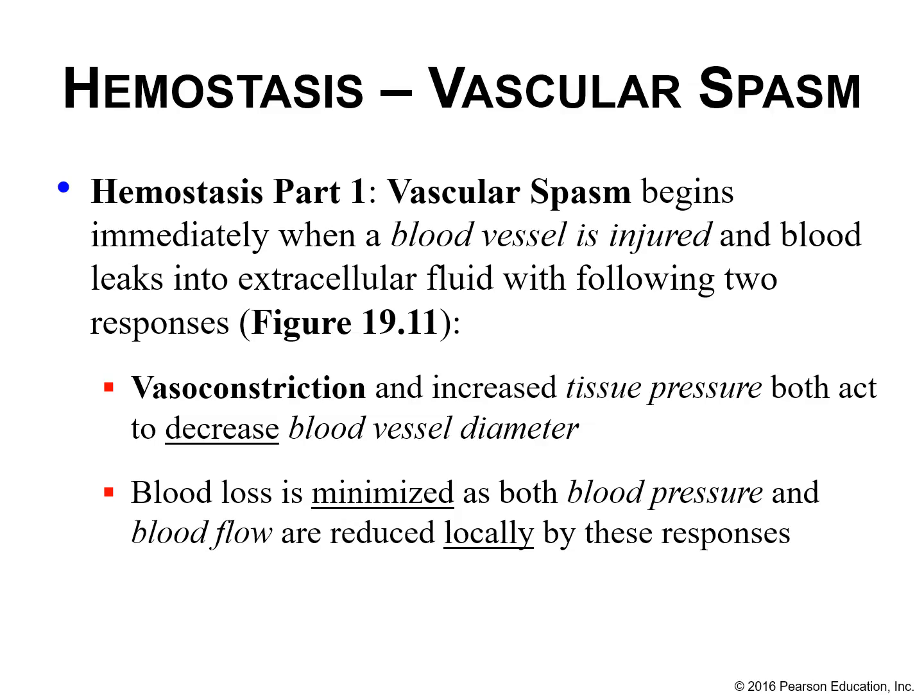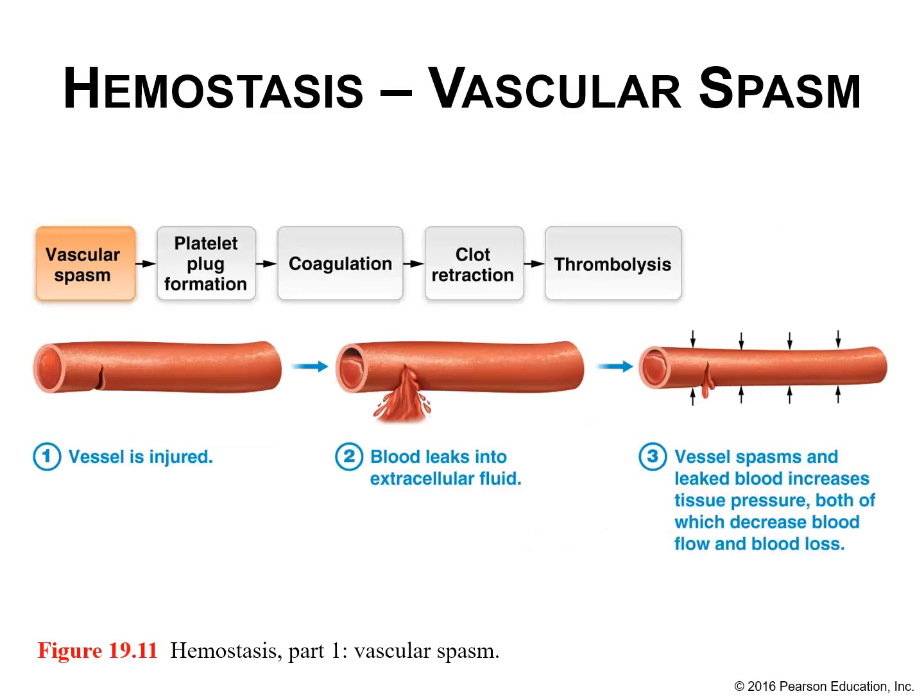So part 1 of hemostasis, the vascular spasm, occurs when the vessel is first injured and blood starts leaking into the extracellular fluid. Vasoconstriction and increased tissue pressure act to decrease the blood vessel diameter, and that will control blood loss. Your blood loss will thus be minimized as both your pressure and your blood flow are reduced locally by those 2 responses. So first, your injured vessel leaks blood out into the extracellular fluid. The vessel then goes through vasospasm, which is constriction of the vessel, which increases tissue pressure and decreases your blood flow and blood loss.